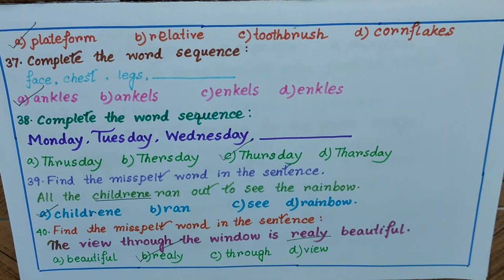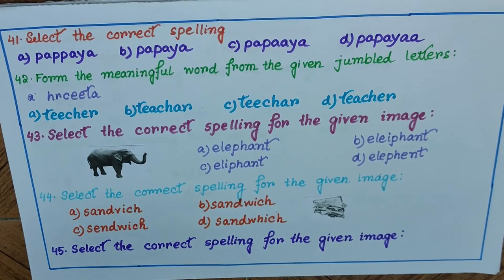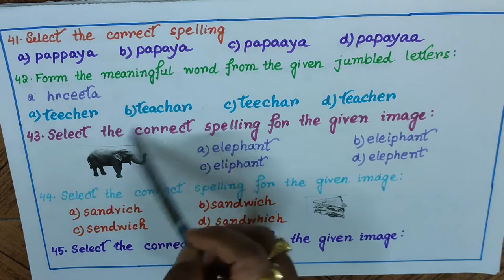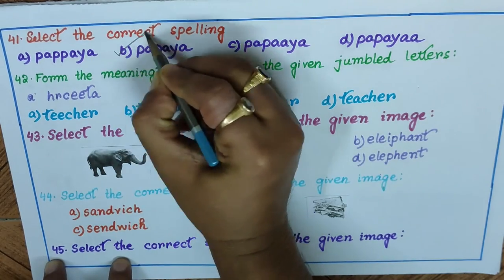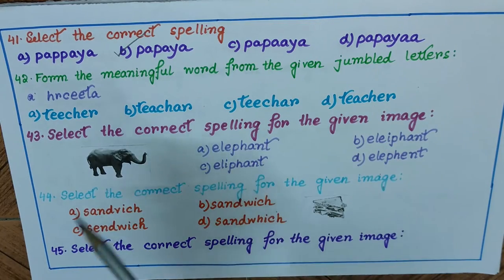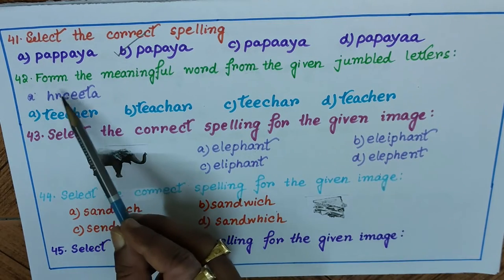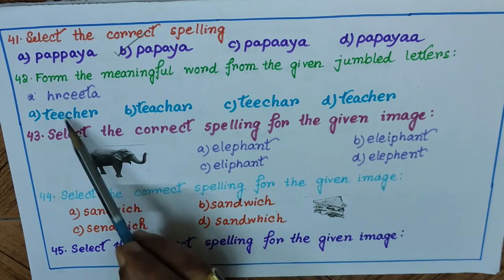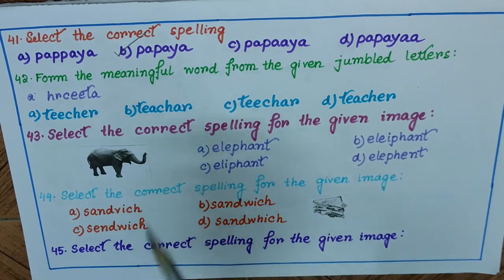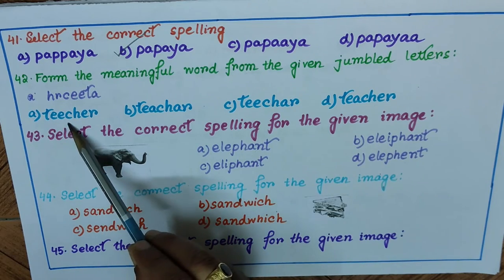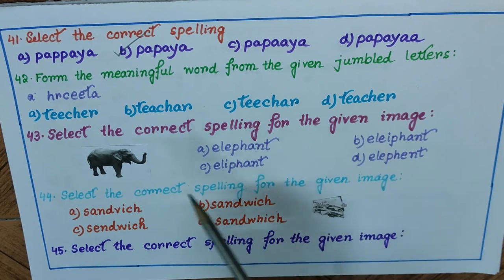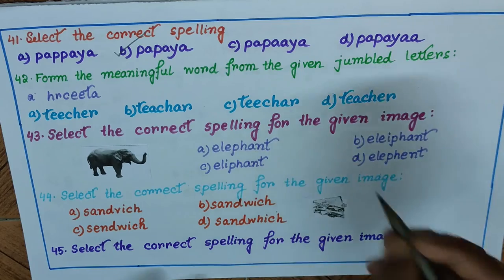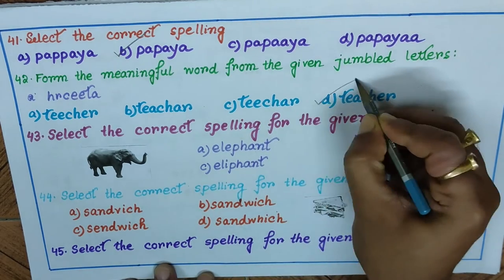Let's go to question 41. Question number 41. Select the correct spelling. We are talking about the spelling of papaya and the correct spelling is B, P-A-P-A-Y-A. All others are wrong. Question 42. Form the meaningful word from the given jumbled letters. Let us see the options. We are basically talking about the word teacher, and the correct spelling of the word teacher is T-E-A-C-H-E-R. So answer D is the right answer.